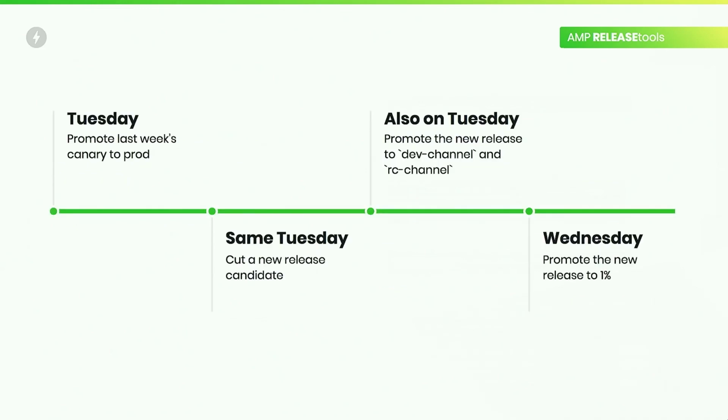And then here's our cadence. First, every Tuesday, we promote last week's canary to prod. After we do that, we cut a new release candidate and promote that to dev and RC channels. And then on Wednesday, we promote that to 1%. Thursday, Friday, Saturday, Sunday, Monday, we just monitor. And then we just repeat that for the next week.